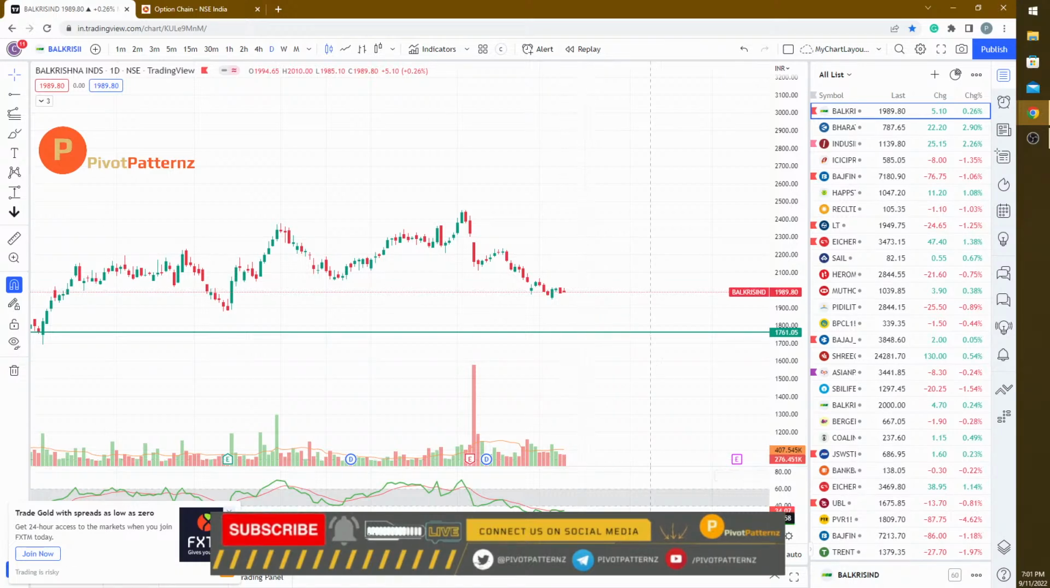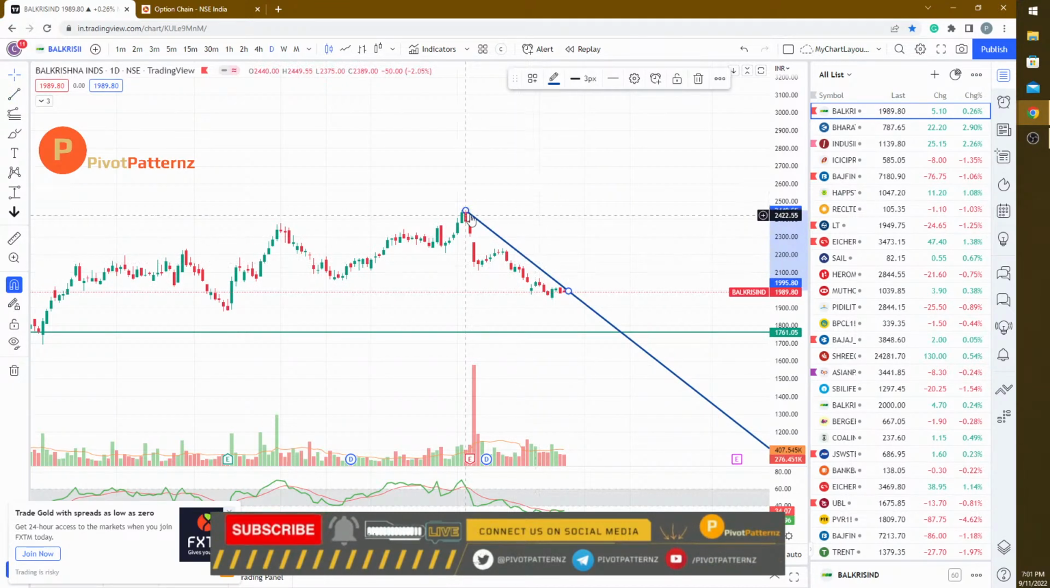One buy opportunity would be if you draw this trend line, if you happen to trade, and that too it is not tested. Let's go to 1 hour.